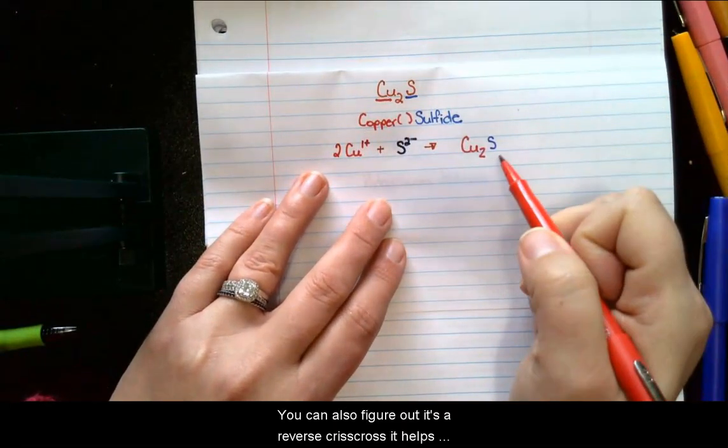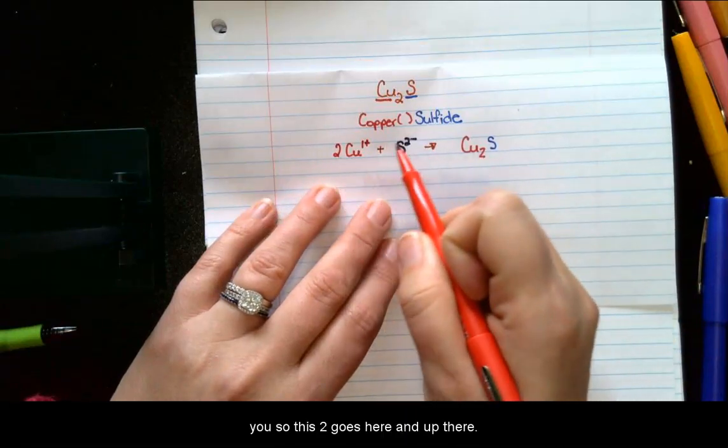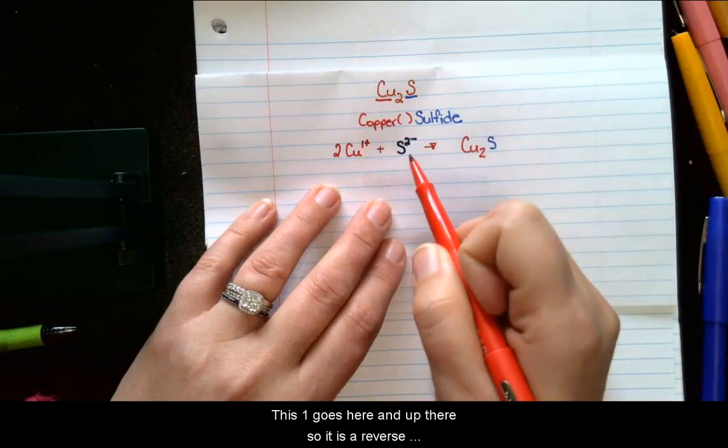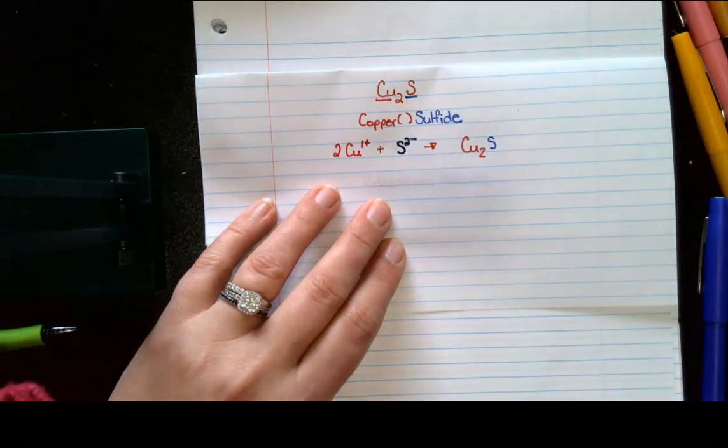You can also figure out it's a reverse crisscross. It helps you. So this 2 goes here and up there. This 1 goes here and up there. So it is a reverse crisscross. That is the equation method.